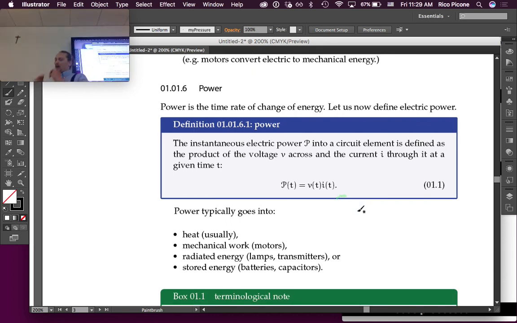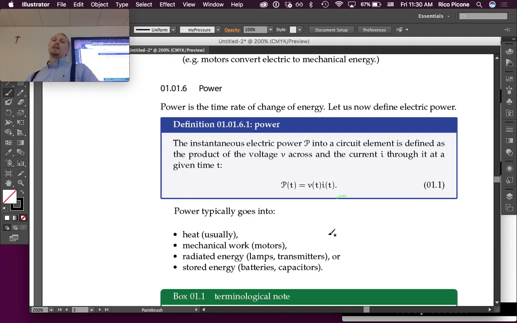Okay, and now we can talk about power. So electric power, there's a lot to talk about in electric power, so I don't want to dismiss it as being a simple concept. But for now, what we'll consider in terms of electrical power is just the time rate of change of energy, and the instantaneous electric power, P, into a circuit element is defined as the product of the voltage across and the current through it at a given time t. So you multiply the voltage and the current at any time, and you have the instantaneous power at that moment.